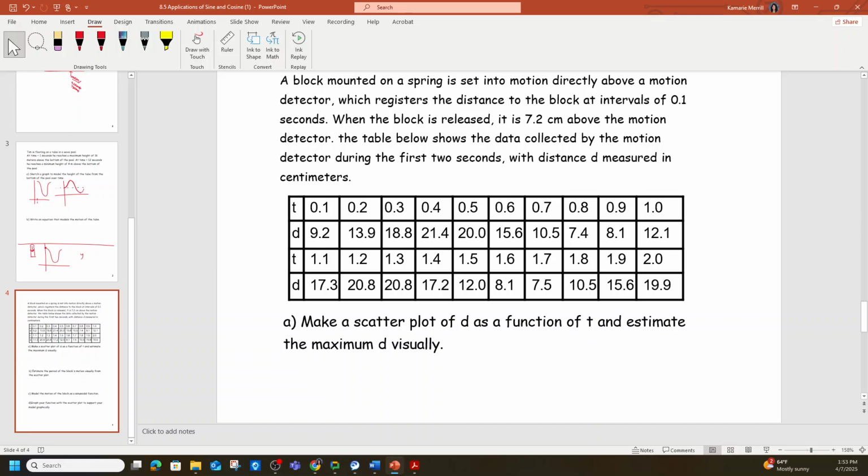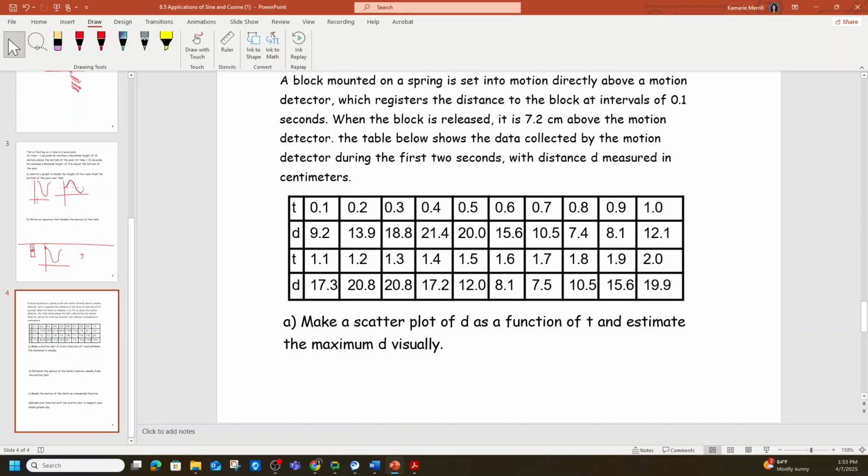So what it's saying is a spring is set in motion above a motion detector. In my physics classes, we had motion detectors and did these experiments. Engineers who create the cool stuff that we use have to know how stuff works. These motion detectors can judge how high that spring is, up and down, so they can tell you at any time during the experiment where your block is.